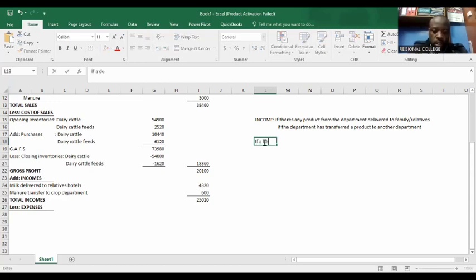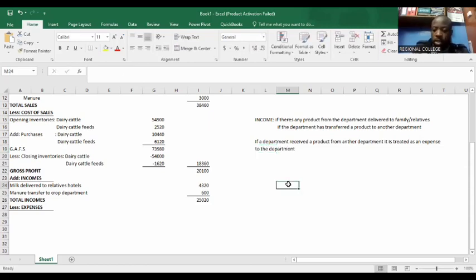So you can just write this note: if a department received a product from another department, it is treated as an expense to the department. So if they receive something from the other side, that will be their expense.